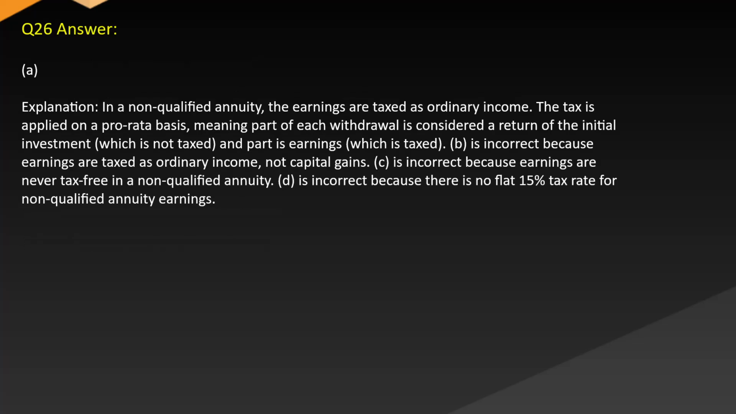Answer A. Explanation. In a non-qualified annuity, the earnings are taxed as ordinary income. The tax is applied on a pro rata basis, meaning part of each withdrawal is considered a return of the initial investment, which is not taxed, and part is earnings, which is taxed. B is incorrect because earnings are taxed as ordinary income, not capital gains. C is incorrect because earnings are never tax-free in a non-qualified annuity. D is incorrect because there is no flat 15% tax rate for non-qualified annuity earnings.